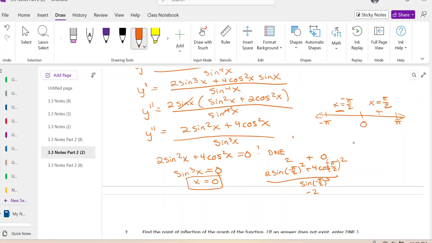So therefore, the function is concave up from 0 to pi, and f of x is concave down from negative pi to 0.